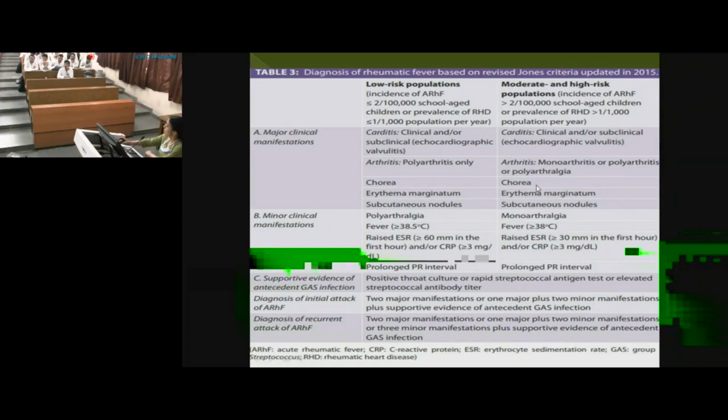Chorea, erythema marginatum, the remaining 4 are absolutely same. It's only the arthritis in the major criteria which is different in the low and the high income countries. Among the minor criteria, polyarthralgia, monoarthralgia, so this is a difference. The cutoff of fever is different. The cutoff for CRP is different. ESR is different. PR and ECG is same. The remaining are same. Right?